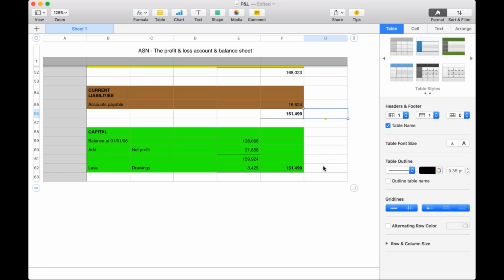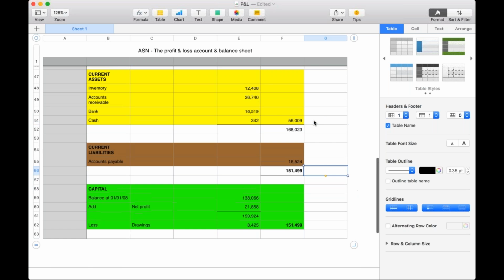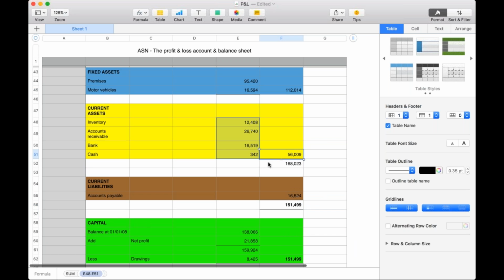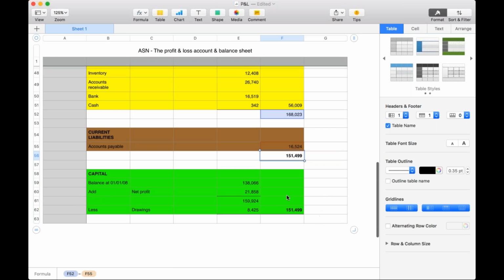Okay, and we can see that our balance sheet agrees. So the accounting equation that states assets minus liabilities equals capital is now absolutely right, because these two figures do agree. So just to recap, we've got our fixed assets plus our current assets equals that figure there. We take off our current liabilities, which is what we owe to our trade creditors, our suppliers, and that gives you a figure of 151. And the proprietor's capital plus the profit he's earned this year less the money he's taken out of the business this year equals the same figure. So we know that our balance sheet balances. So that's basically the balance sheet.